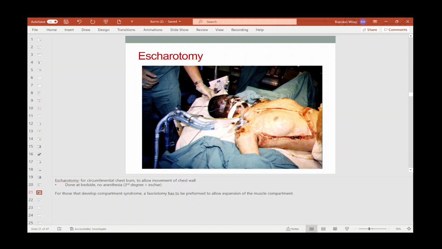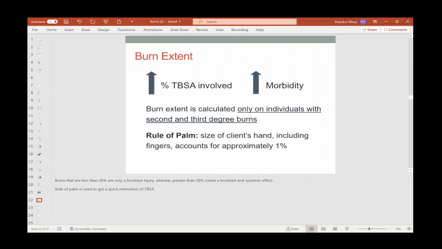All right. So how are we going to calculate the extent of this burn? We're going to use the rule of nines. There's a couple of different things we can use. There's a Browder and there's a rule of nines. So this kind of starts that rule of nines here.